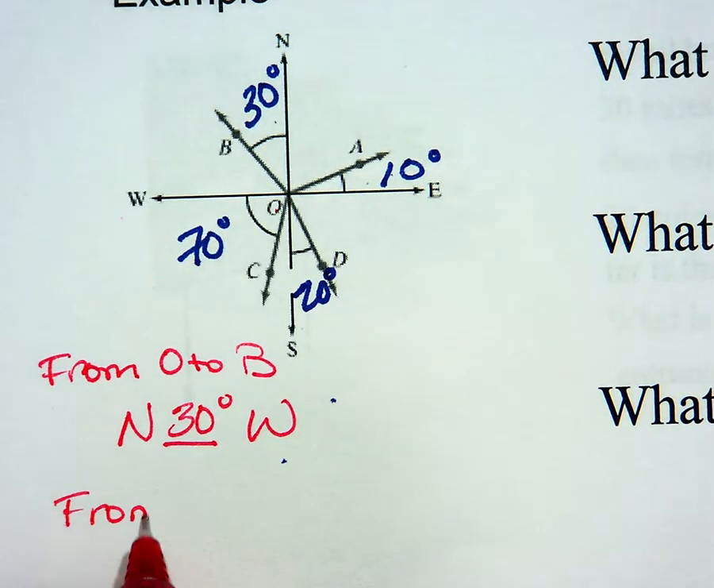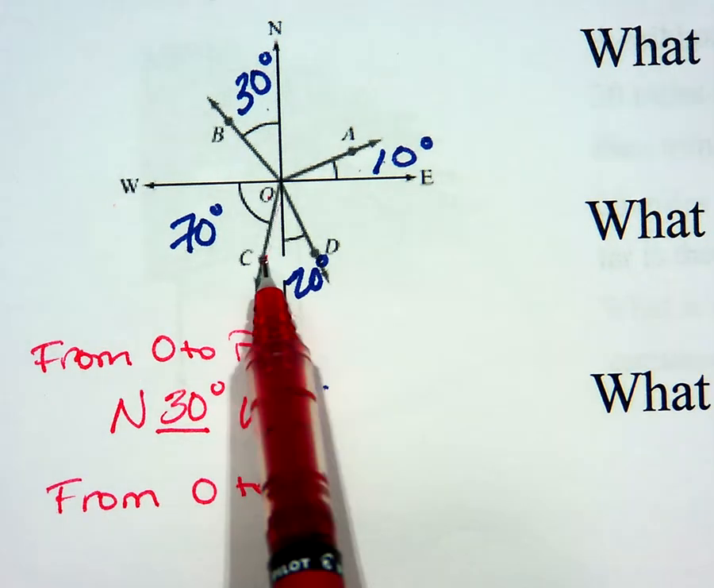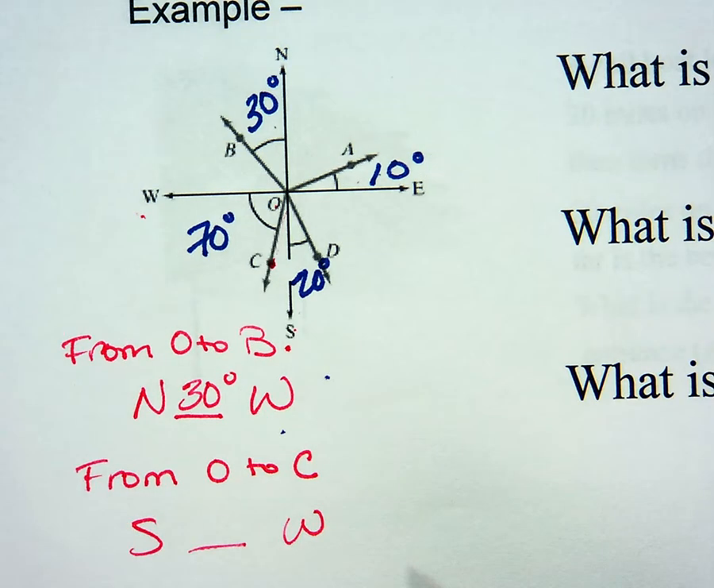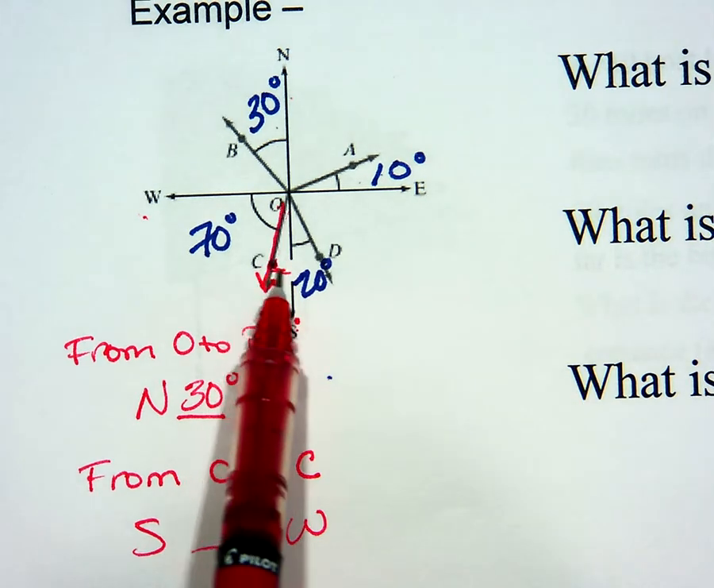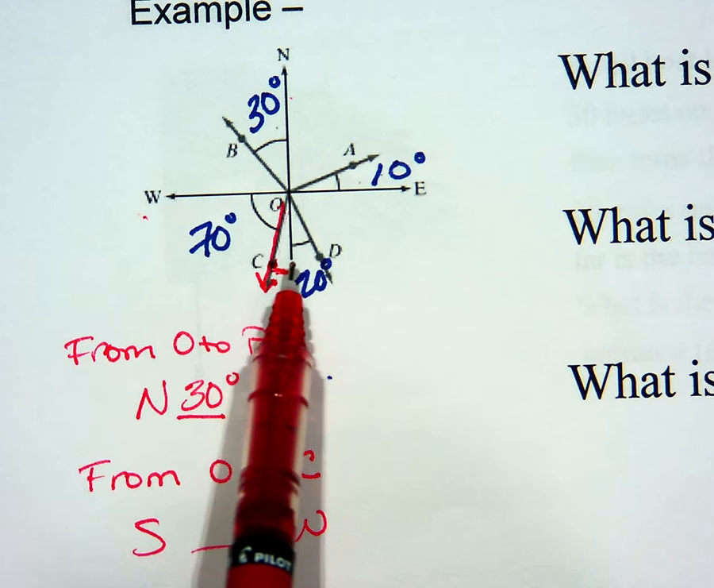What if I want to know from O to C? Well, again, here's my ray, O to C. It is in my southwest quadrant. It has to be from your ray to the north-south line. Well, I don't have that measure, but can I figure it out? Absolutely. Why? Because right here it is making a right angle.